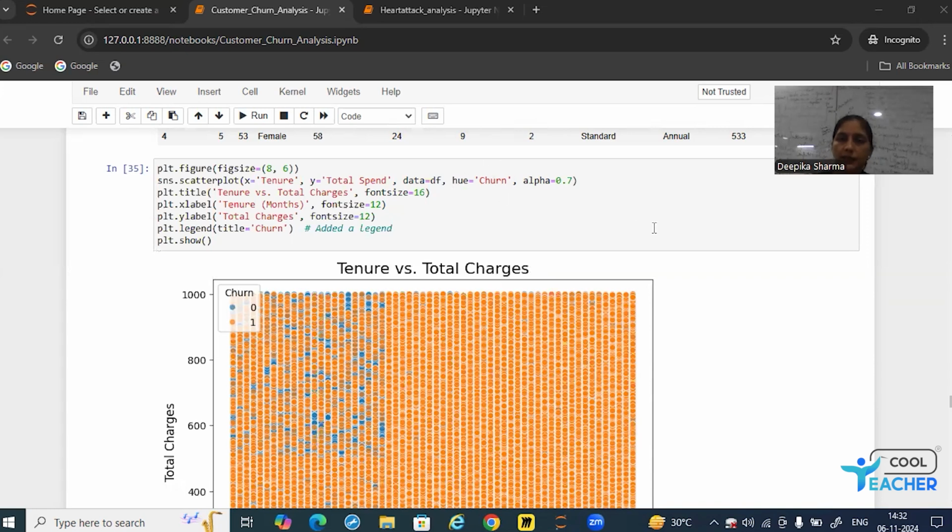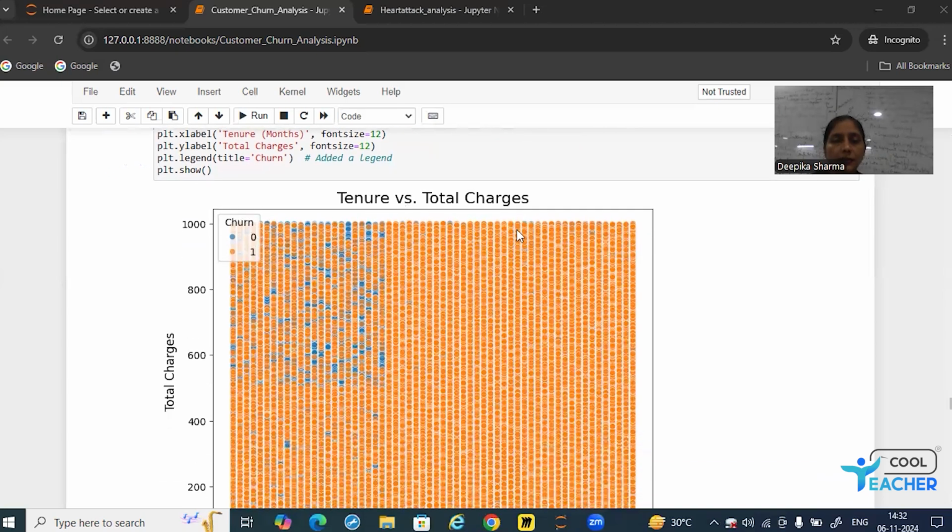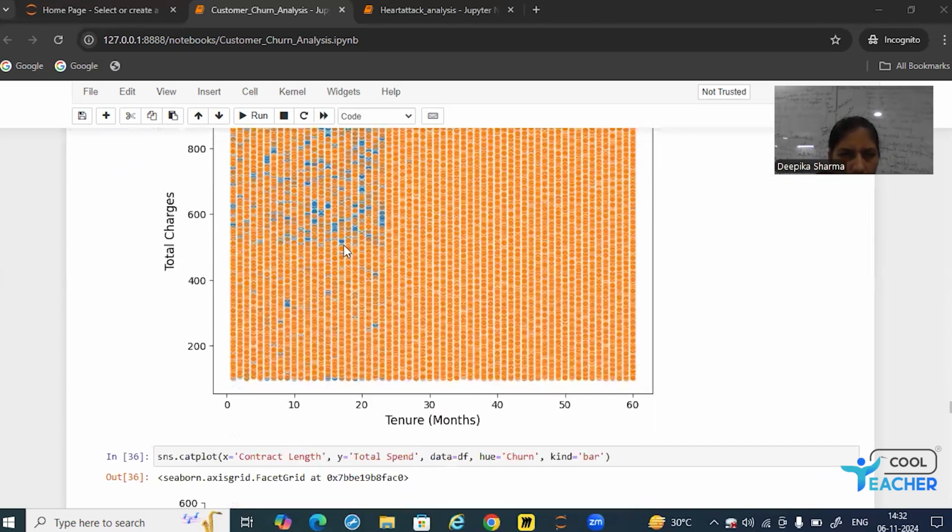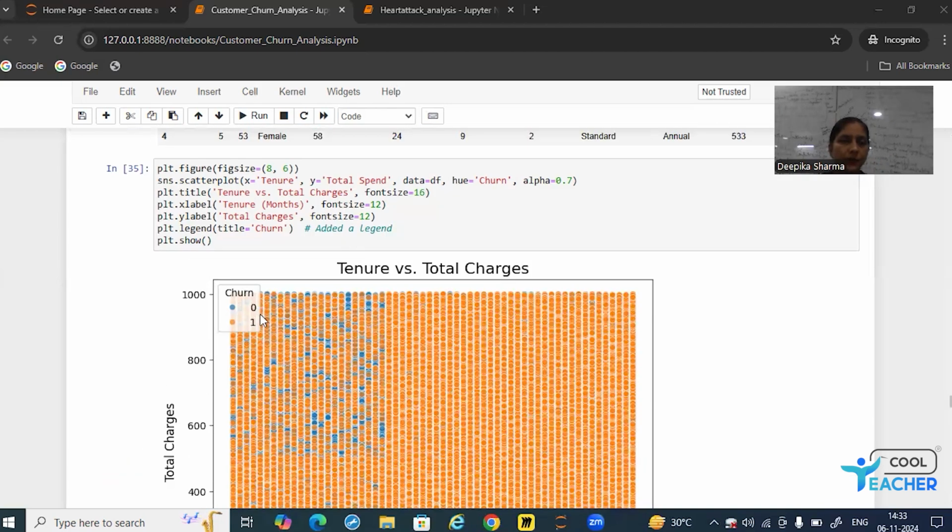So here I want to understand how many months, how much tenure period, along with the total spend, the customer is staying or going. What is the churning rate here? That I want to understand. So here, tenure versus total charges it is giving. Here you can see the blue dots and the orange dots. Blue dot is for 0 churn, orange dot is for 1 churn.